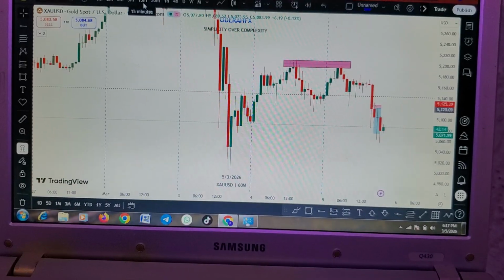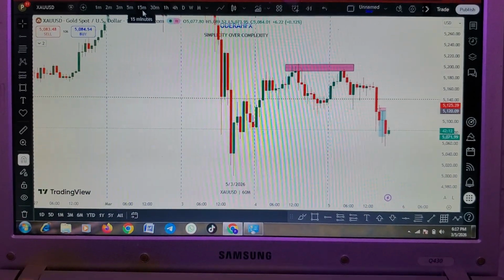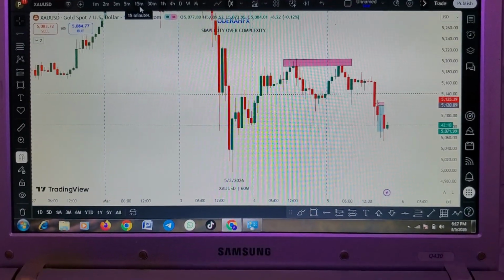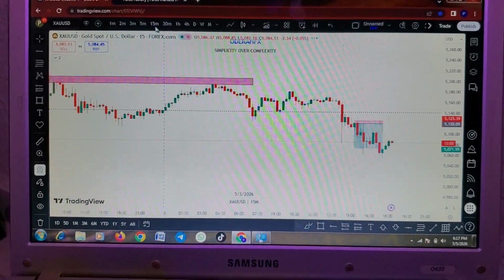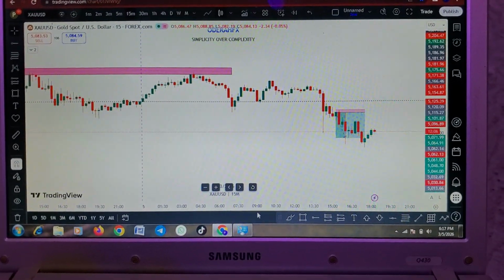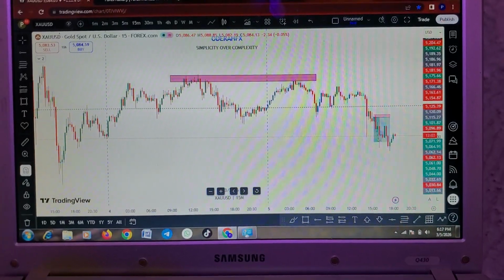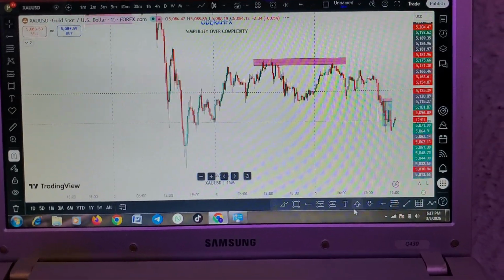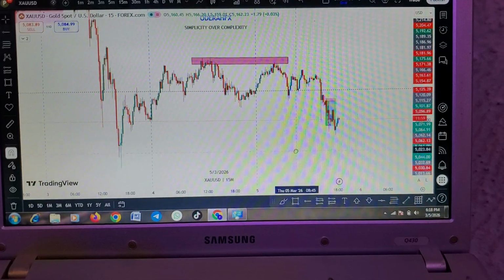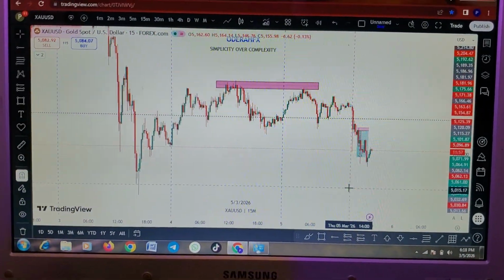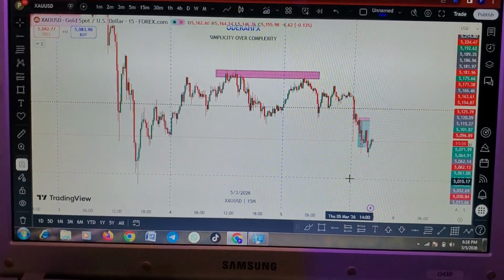I don't take entries on the 1-hour time frame, so I take my entries on the 15-minute time frame. That's why I switched over to my 15-minute time frame right over here. Now on the 15-minute time frame, see what I saw. I use previous day's high, previous day's low and close to trade.